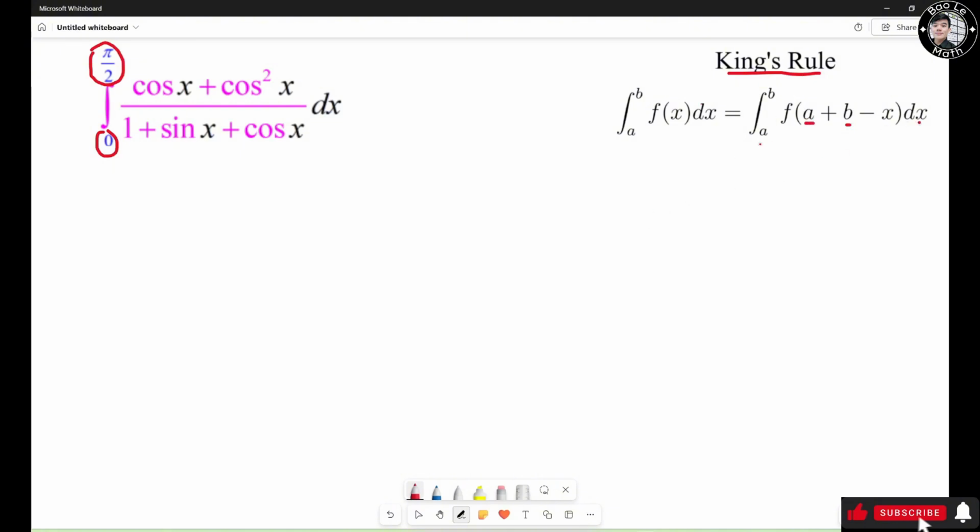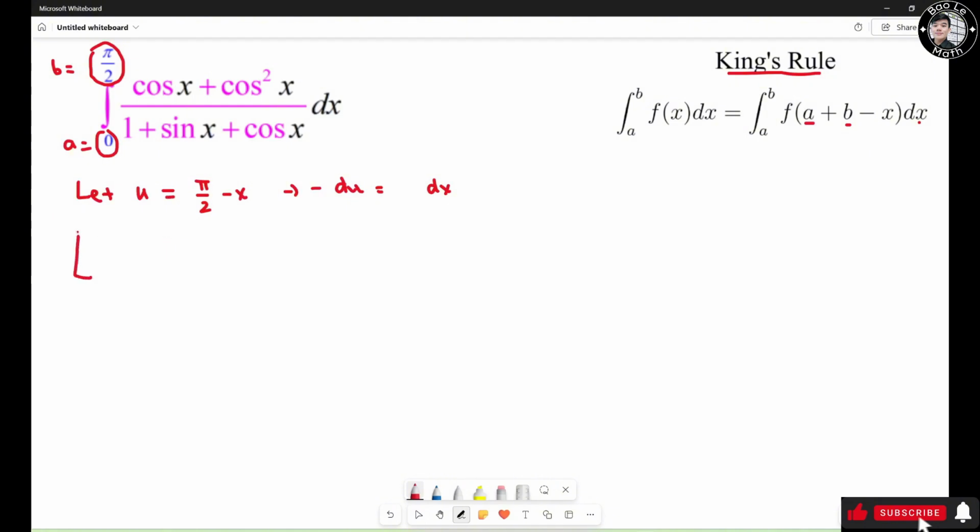To prove this formula is very easy. I'm gonna prove this formula using this problem right here. So I'm gonna let u equal a plus b minus s, which means 0 plus pi over 2 minus s. It could be pi over 2 minus s. Now I'm going to take the derivative of both sides. So I have du equals negative ds, or ds equals negative du. So I put the negative sign right here.